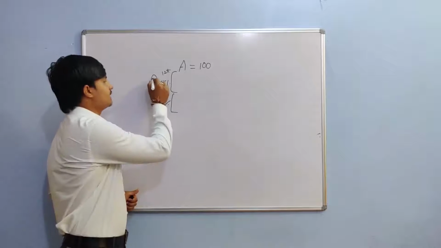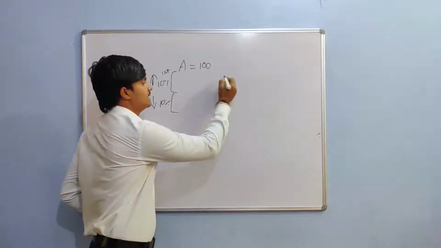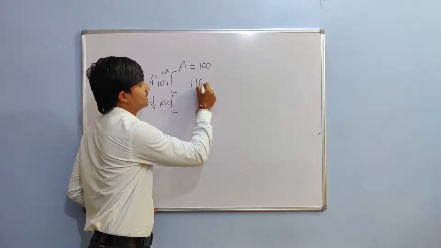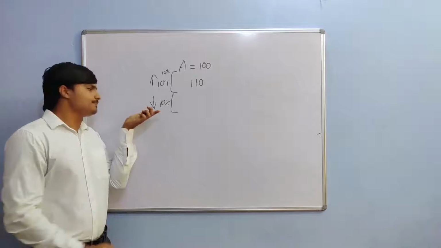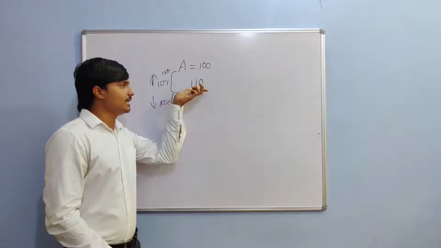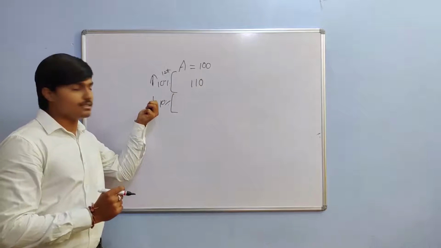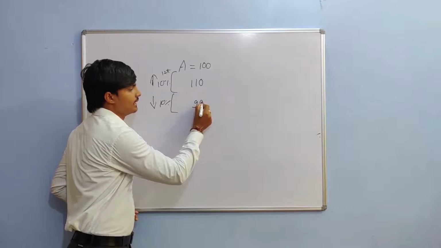So in the first year it increases by 10%, means 10% of 100, that is 10. So in the first year his value will become 110, and we are telling in the second year it decreases by 10%, means 10% of this, that is 11. And it is decreasing, right? So we need to subtract, which will give you 99.